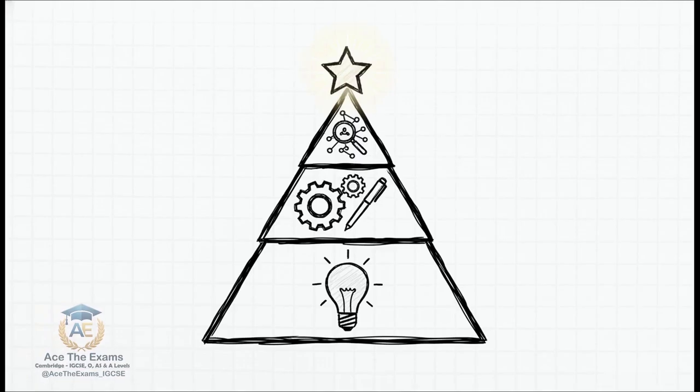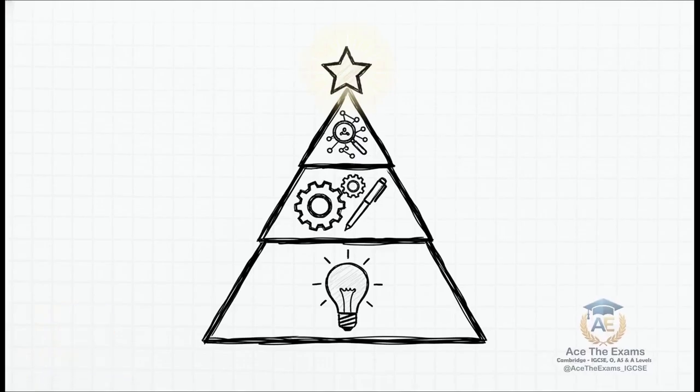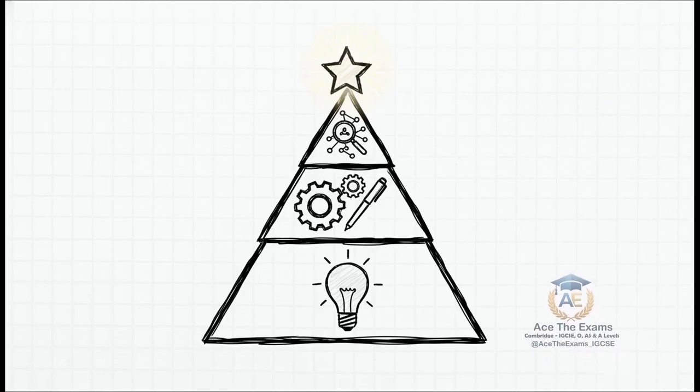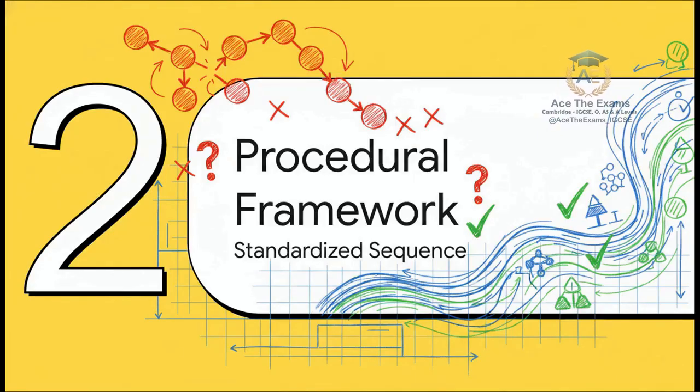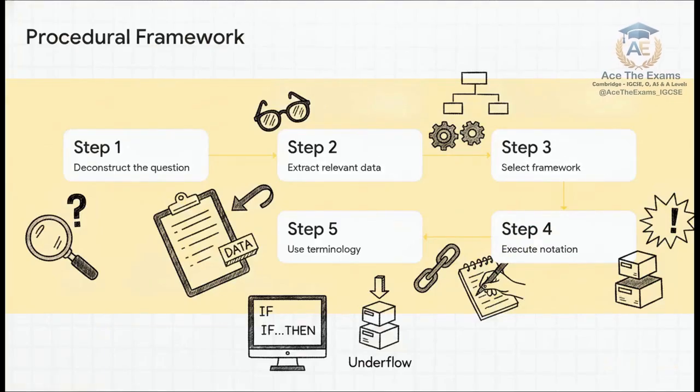But analytical depth, that is where the absolute highest grades are born. This is your ability to trace a massively complex algorithm, find the hidden logic error in someone else's circular queue implementation, and entirely rewrite it for maximum efficiency. Section 2, the procedural framework. This is your tactical, standardized sequence for surviving the exam arena. Consider this your step-by-step combat tactic.